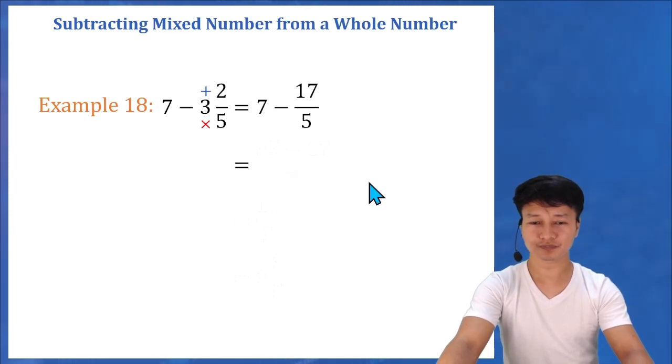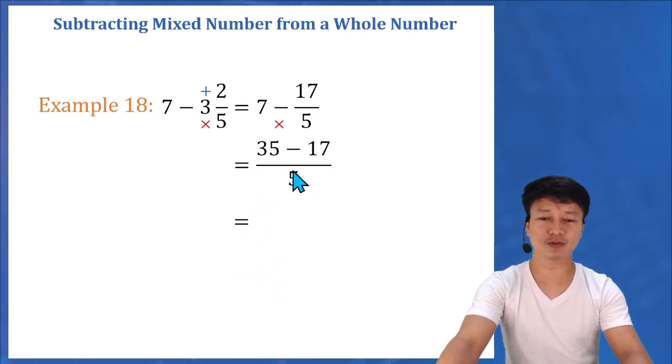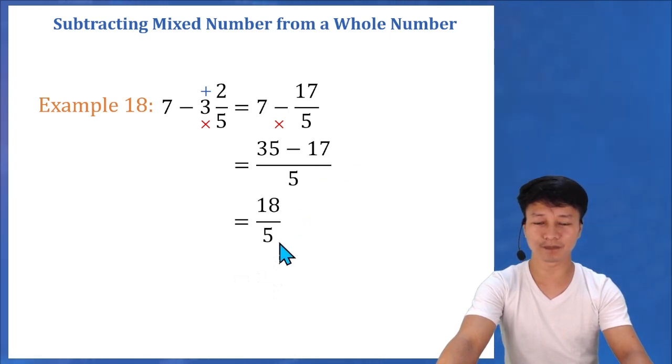That is equal to, okay, so this time we are going to apply our knowledge of subtracting a whole number by a fraction. So what are we going to do? Multiply lang natin yung denominator to the whole number. So that is 5 times 7 gives us 35 minus the numerator of the fraction, that is 17, over the denominator of our fraction, which is the subtrahend this time. So that is over 5. And that is equal to 35 minus 17 is 18 over 5.